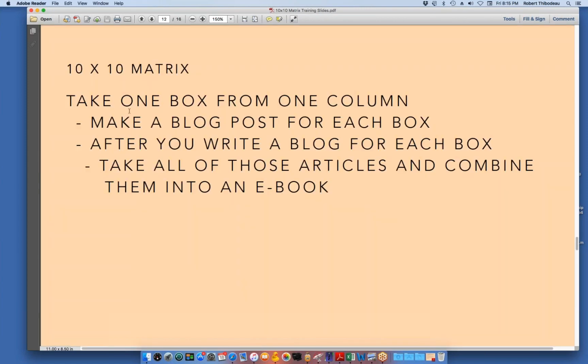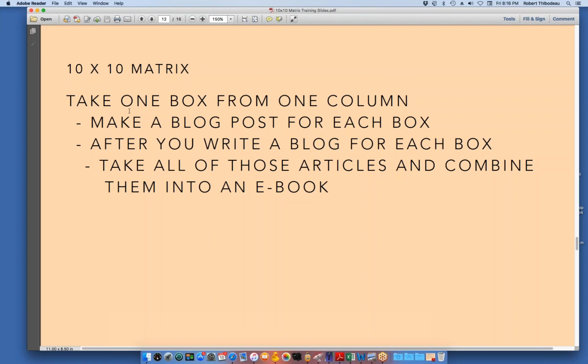All right. So you take your 10 by 10 matrix, you take one box from each column, make a blog post for each box. After you write the blog post for each box, you got that whole column filled out. Take all of those articles now that you've written, the blog posts, and combine them into an ebook. If you wrote 3 paragraphs on each one of those topics, that is approximately 1 page. And now you're going to take all 10, you got this one column with 10 different sub-columns or subjects underneath there. You take all those 10, you have now 10 different areas for your ebook.